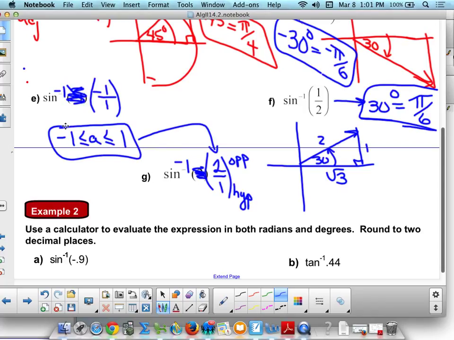Go ahead, use your calculator. Inverse sine of 2. What's the inverse sine of 2? You're going to tell me what? Error. It's undefined. There's no angle. No angle exists. There you go. There is no angle.